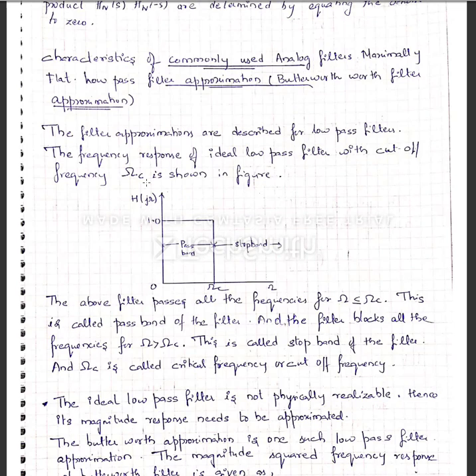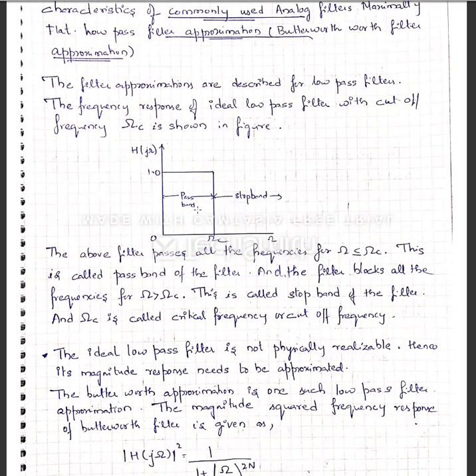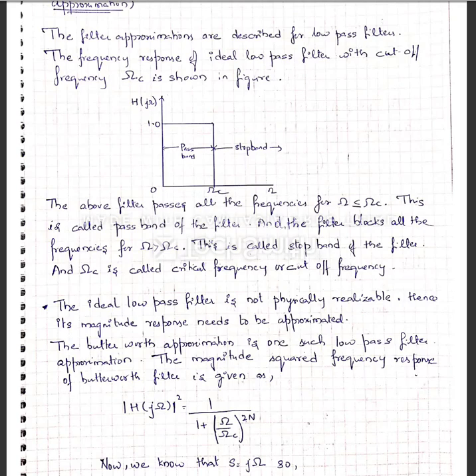Now this we know. The ideal filter's magnitude frequency response should be 1 for the pass band and 0 for the stop band. We know it does not stop at the pass band, so we consider the cutoff frequency. We assume it allows the signal to pass through till the cutoff frequency, and beyond that it just stops.